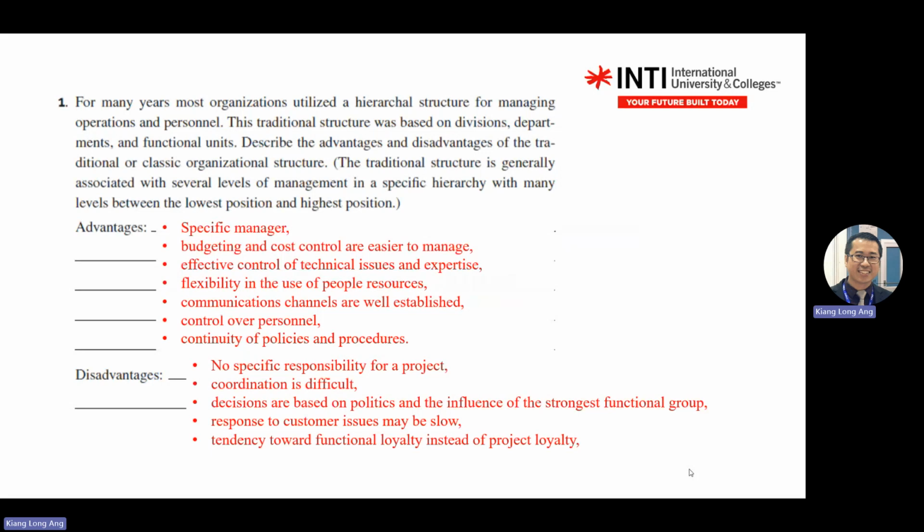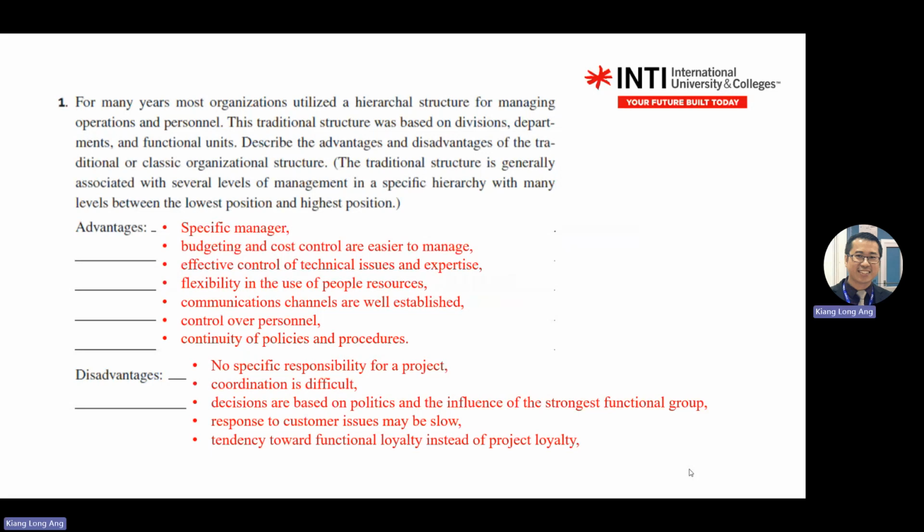Coordination is difficult because they are strict to their own department. Functional units follow their own department. And also here, there is a politics issue. If the production manager doesn't work with you, then it's gone, and you are stuck at production. Because you rely on a functional unit, the influence of the strongest functional group is there. So if the company is doing services or products, and a certain group of people are quite good in their sales, normally the resources will go to that functional group.